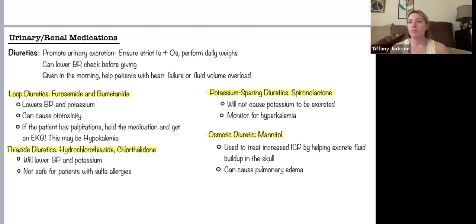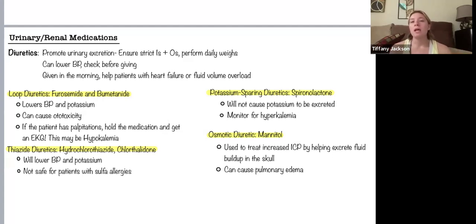We're also assessing for edema and seeing if it's getting better, if it's getting worse, or if it's staying the same. Diuretics can lower the blood pressure, so it's important that we check the blood pressure before giving these medications. Again, these medications are given in the morning because it causes polyuria. So let's talk about the 4 common diuretics.